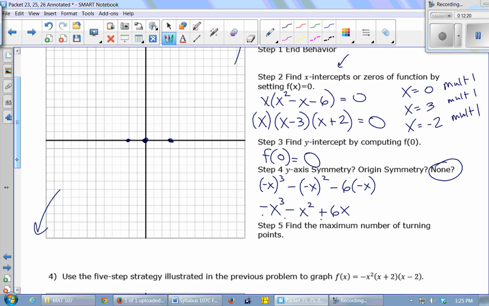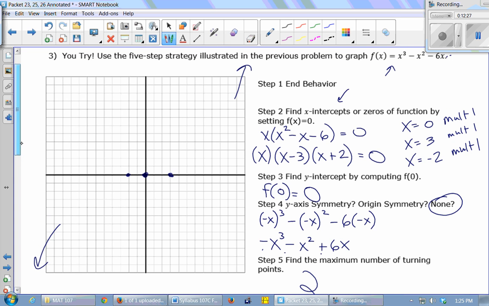What's the maximum number of turning points you can have for a cubic polynomial? 2. Okay, so I got to try to draw this thing, connecting my end behavior to my zeros. I got to have the right behavior at the zeros going through each one, and I can only have 2 turning points. So something like that. This kind of looks bad over there. There we go. Does that make sense? Okay, so we'll do another one.